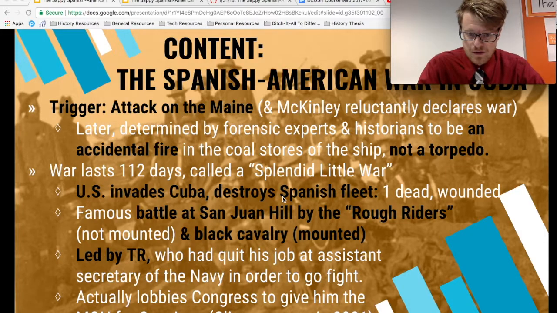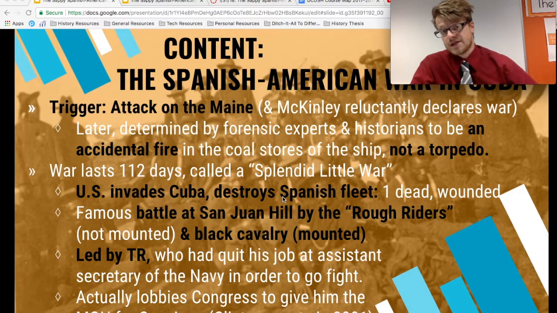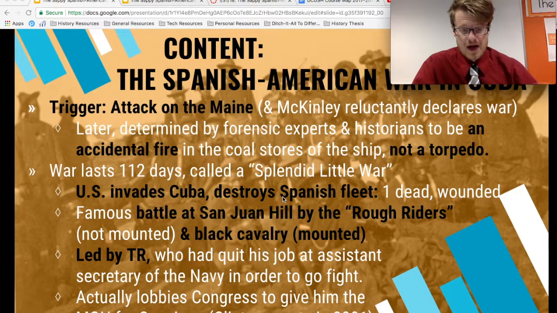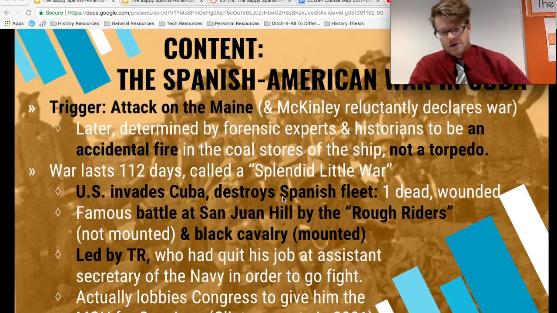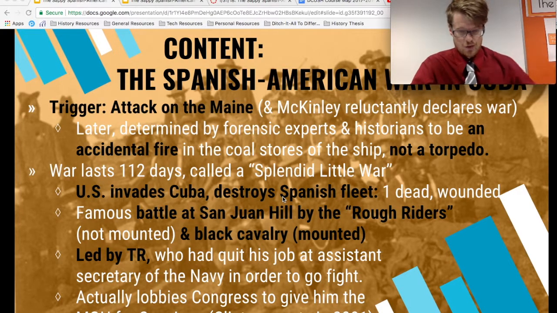This battle that's well known is called San Juan Hill. TR really gets his start here, being known as a national figure, and then goes on to use that to launch his political career afterwards.